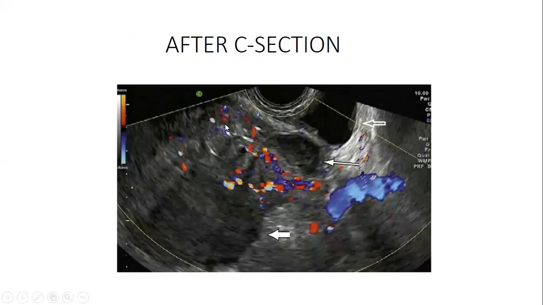This was also after a C-section, 48 hours after. You realize that color was applied, and this was a TVS. You can see there's a lesion there with increased flow of blood. Knowing that there is a lesion there, you have to relate exactly what you're looking at. This was a hematoma, a bladder flap hematoma again after a C-section.